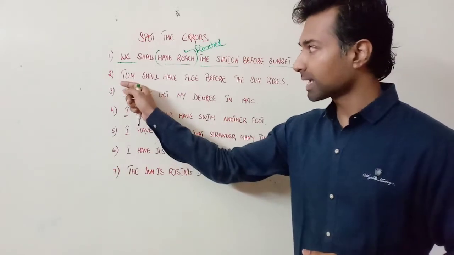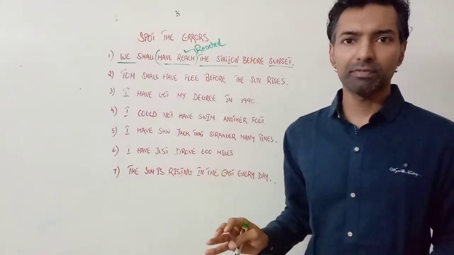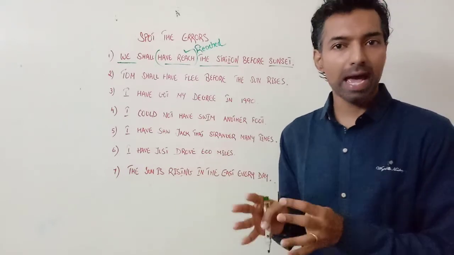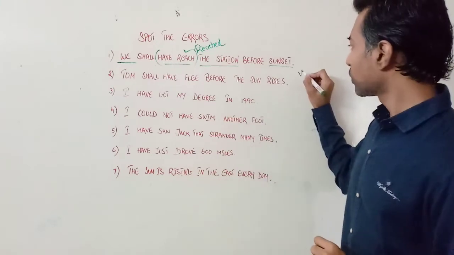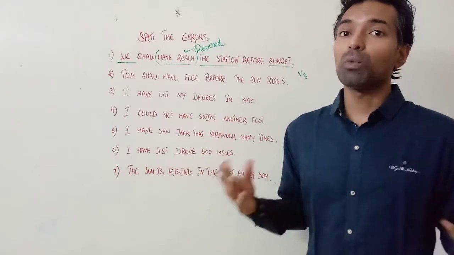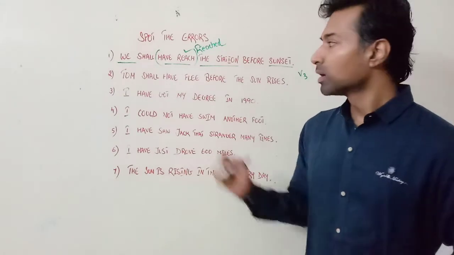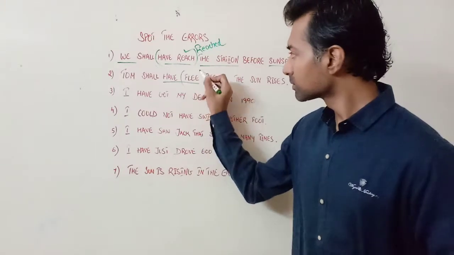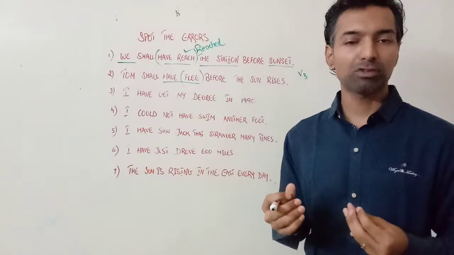Okay, coming to the second: Tom shall have flee before the sun rises. I don't find any difficulty in it, unless I knew that if have, has, had is associated with the verb, the form should be in the V3 category. Now, for V3, I need to be aware of all the verbs and their forms. So if I have flee here, this verb needs to be checked and it has to be in the V3 form.